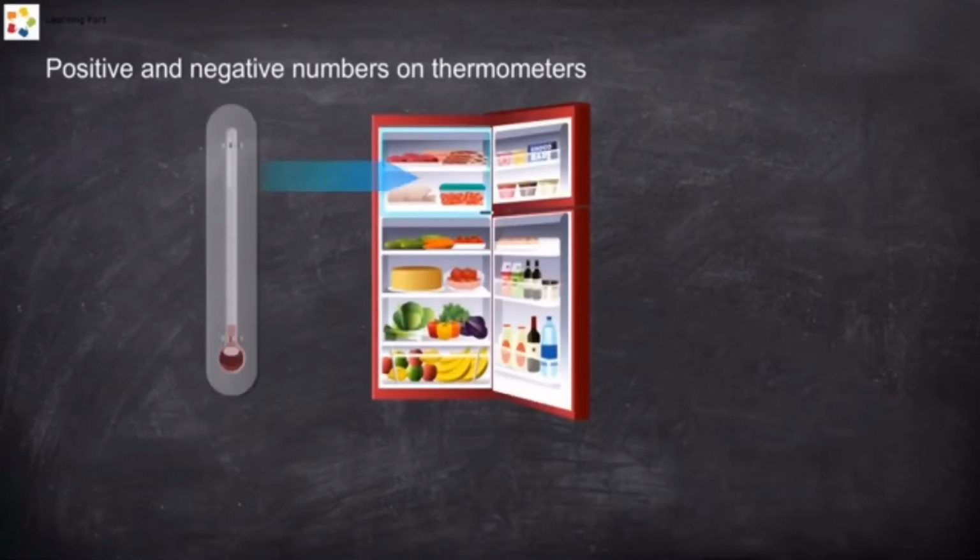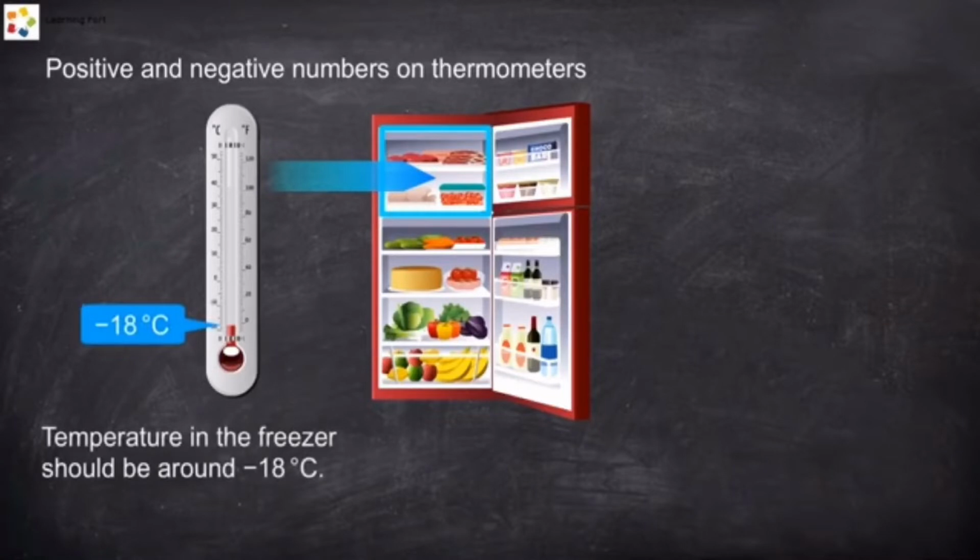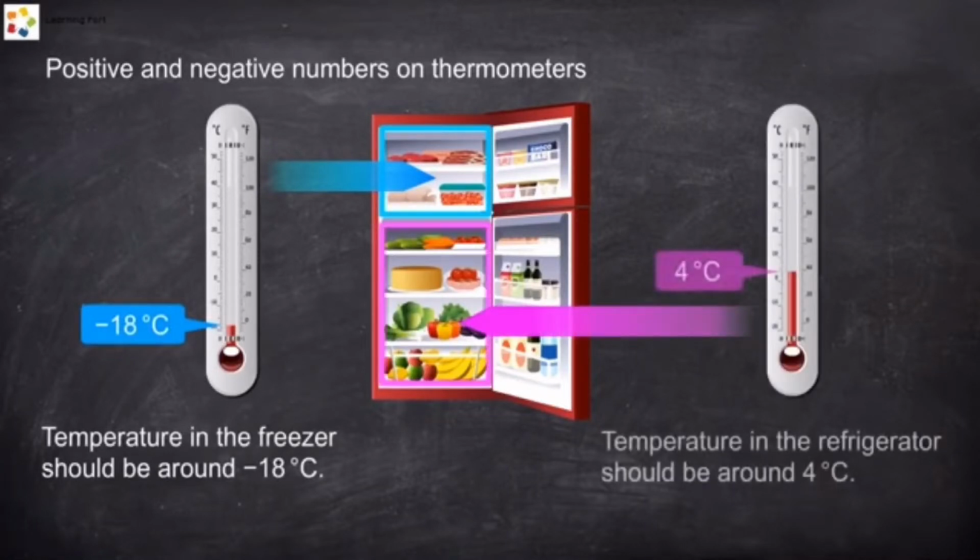Do you know that the optimal temperature in the freezer of a refrigerator is around -18 degrees Celsius, and that in the other compartments is around 4 degrees Celsius? It is because different foodstuffs require different temperatures to keep them fresh for a long time. Note that a positive number such as +4 degrees Celsius can be written without the positive sign.